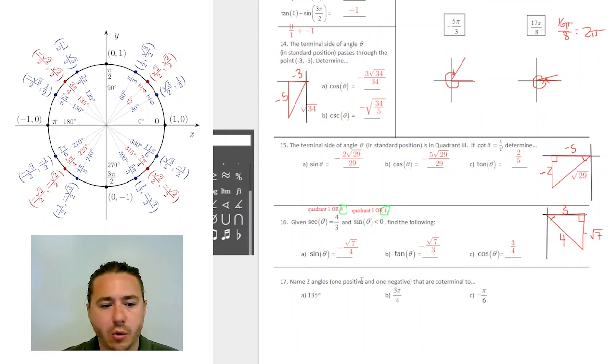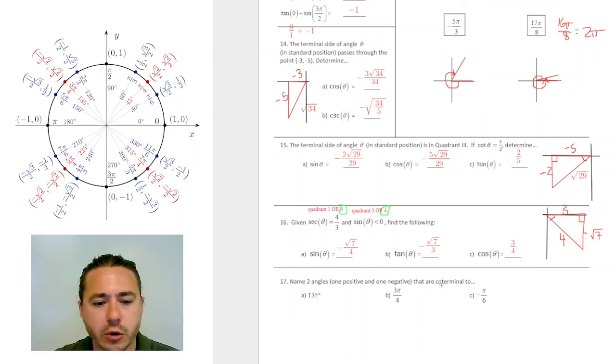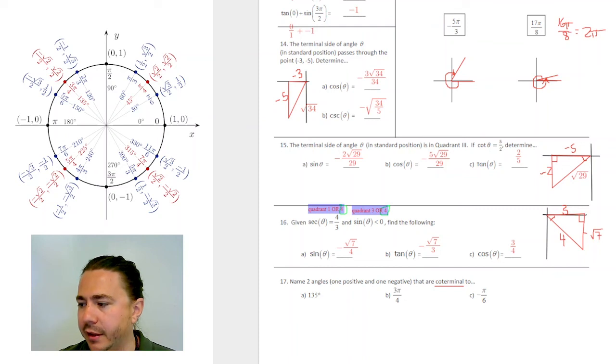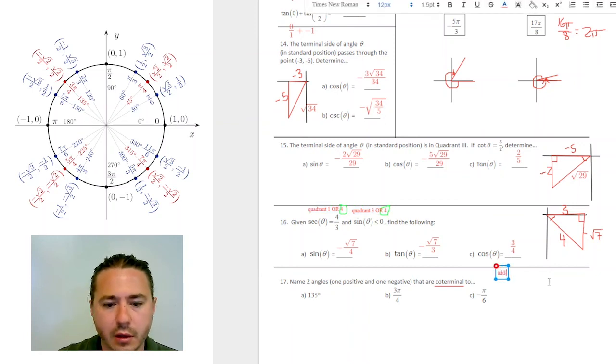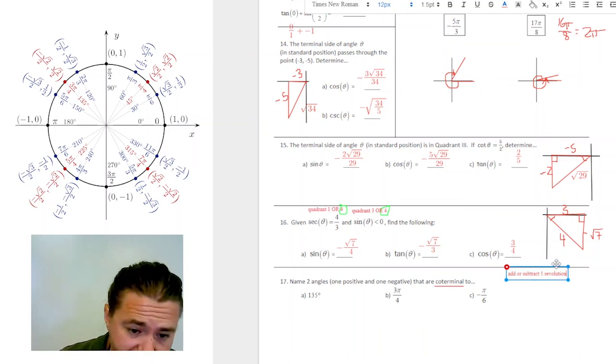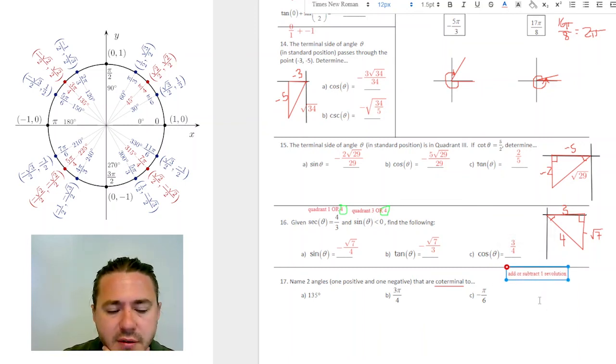Last problem here. We're naming some coterminal angles. So remember, coterminal angles are angles that have the same terminal side. So the strategy to find coterminal angles is going to be to either add or subtract one full revolution in the appropriate units, and we'll get our answer. So for example, 135 degrees. Either add or subtract one revolution. That would be either 360 if we're doing degrees, or 2 pi if we're working with radians.